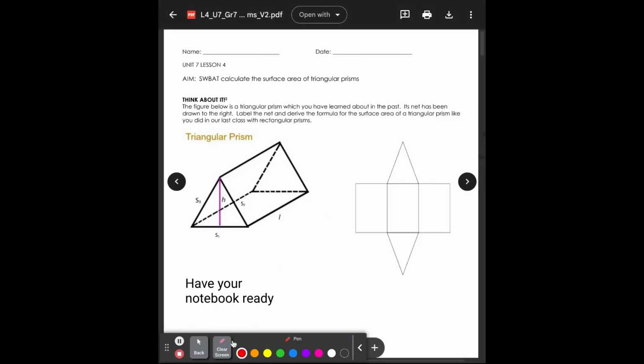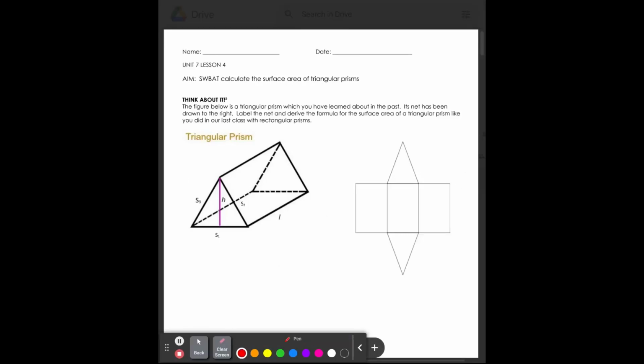Hey kiddos, in this video we're going to go over how to calculate the surface area of a triangular prism. Below we'll see the triangular prism, which is located here. You'll also see a real life model in class. And then we have what's called the net of the triangular prism, which lets us see each of the faces of the triangular prism if this was laid out flat.